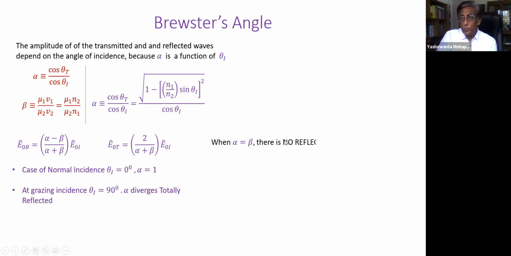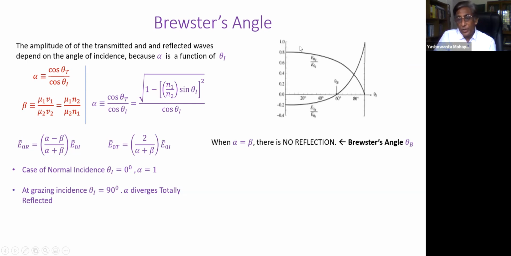When alpha is equal to beta, there is no reflection, because alpha equals beta, so E_OR becomes 0. The specific angle at which alpha is equal to beta, because alpha depends on the angle of incidence, is called the Brewster's angle. You can show this for an air-glass system, where air is 1 and glass is 1.5. What is this fraction? This is E_OT, the transmitted.